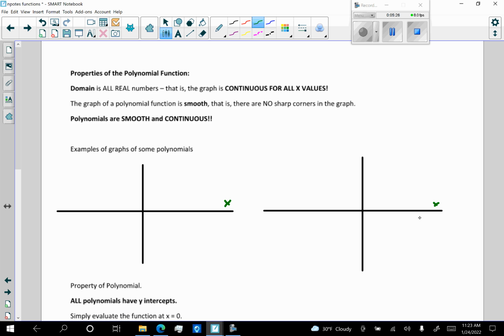I'm going to give you two examples. And polynomials are smooth. They're not absolute value graphs. They have no sharp edges or corners. Polynomials are smooth and continuous. So here's some examples of a polynomial. I'm not going to tell you which one it is, but this guy looks like this. This could come up here, and this is smooth. I'm going to make a smooth transition, and then I'm going to come here.